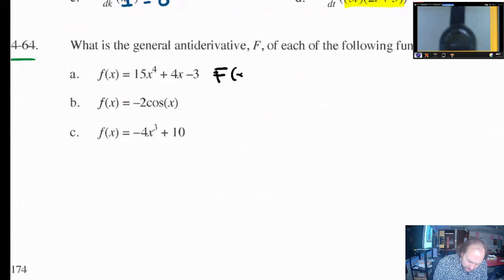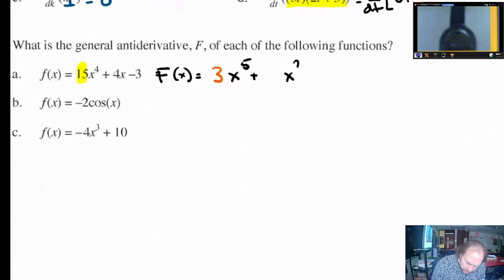Capital F prime of x. The key to these, with the polynomial ones, is to take x up a degree to x to the 5th power, and then think, okay, 5 times what would give me this 15 there? So that's got to be 3x to the 5th. For the next term, you would have x squared, and you got to put a 2 in front, because 2 times 2 would give you this 4 right there, and then minus 3x. And then, of course, don't forget your plus c.